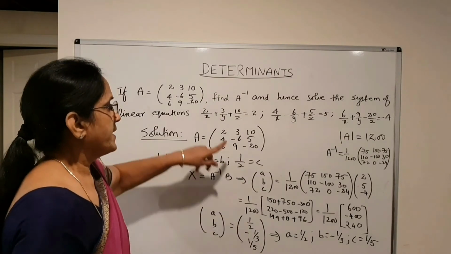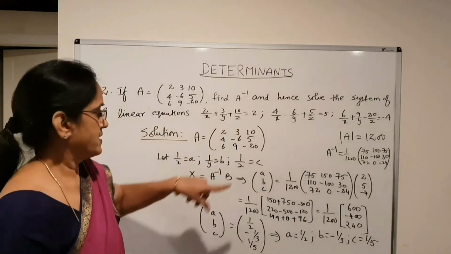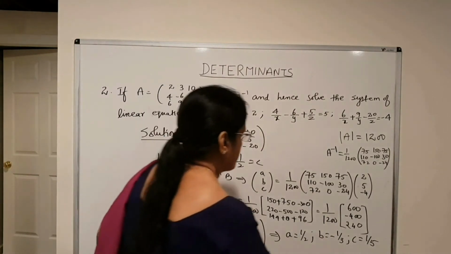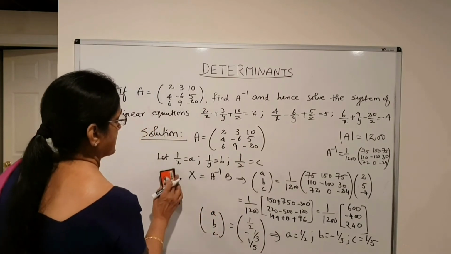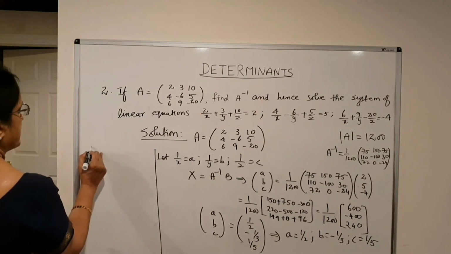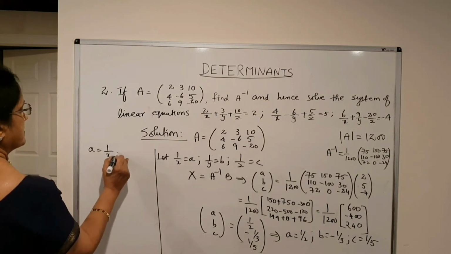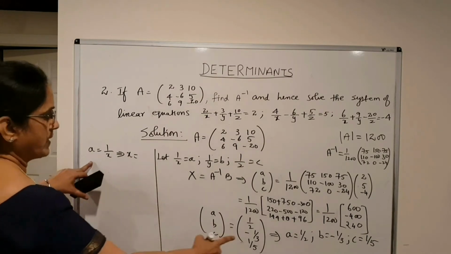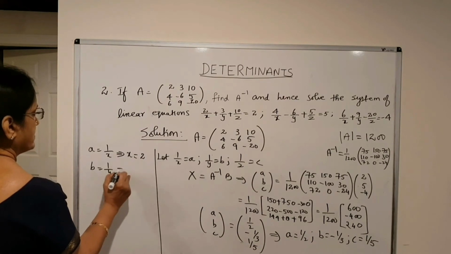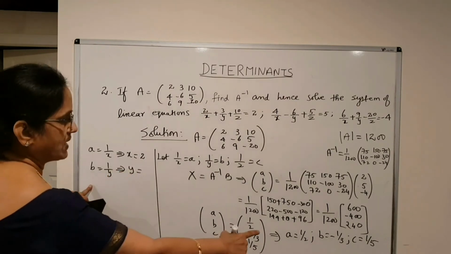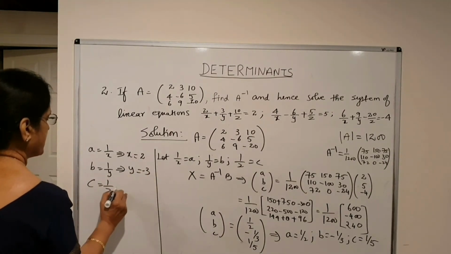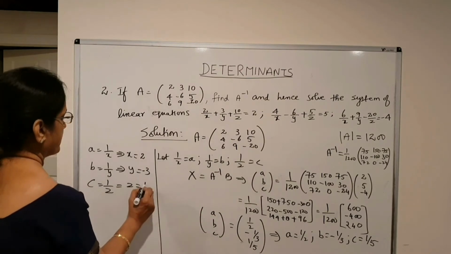Okay, now I need to get the value of x, y and z. But what I have assumed here, 1 by x is equal to A. So using that, let me find out the value of x, y and z now. A is equal to 1 by x. This implies x is equal to, A value is 1 by 2, so x is equal to 2. B is equal to 1 by y. This implies y is equal to, what is B value? Minus 1 by 3. So minus 3. C equal to 1 by z, which implies z equal to 5.